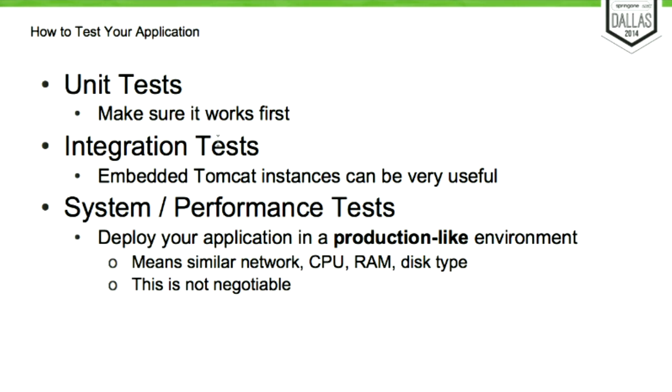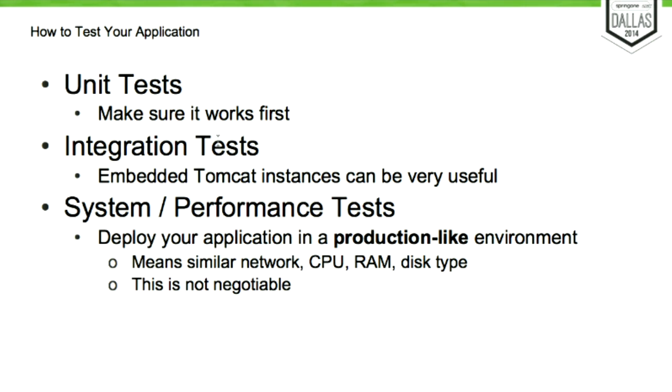The very first thing you want to do is make sure you have good unit test coverage. Make sure everything works. Then you want to have some integration tests, just so that you can make sure that when you're running Tomcat, everything is good. Tomcat can be embedded, so that's an excellent use case for some integration tests. And with Tomcat 7 and 8, it's pretty easy to embed now.